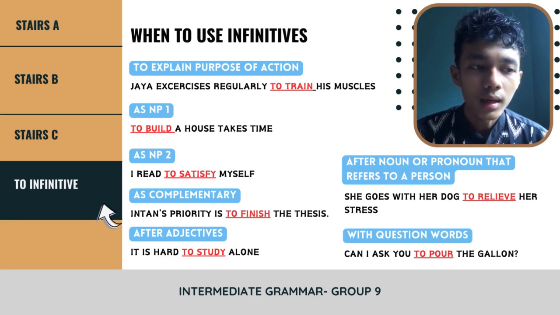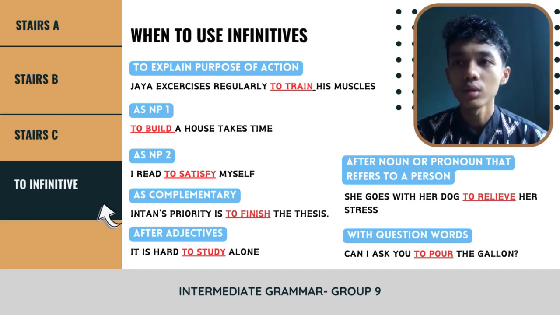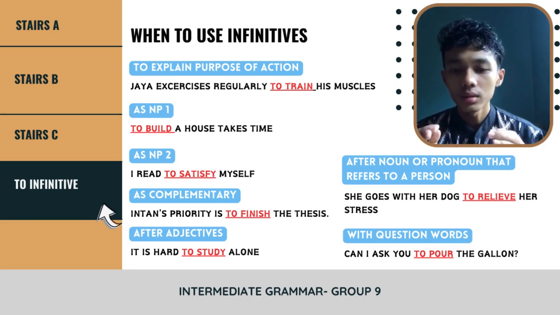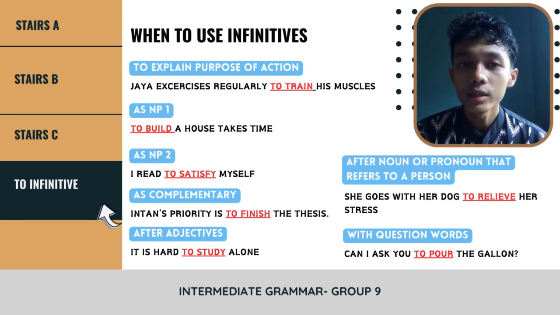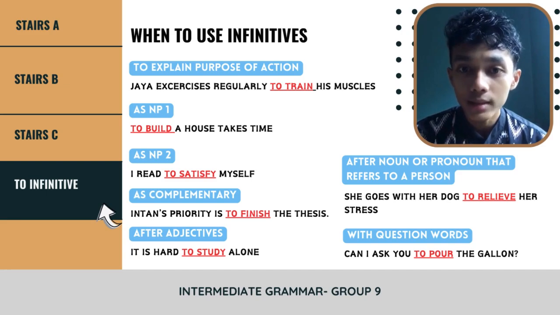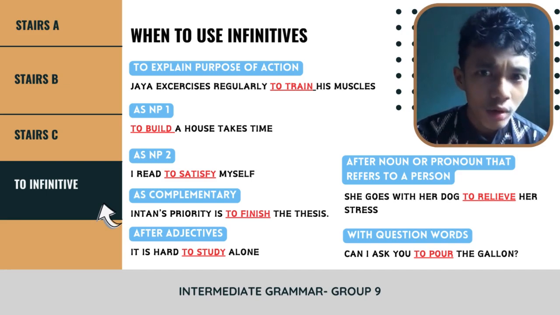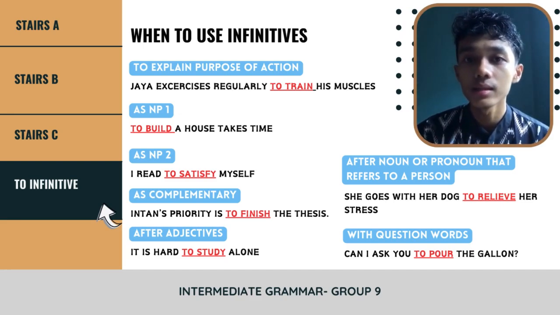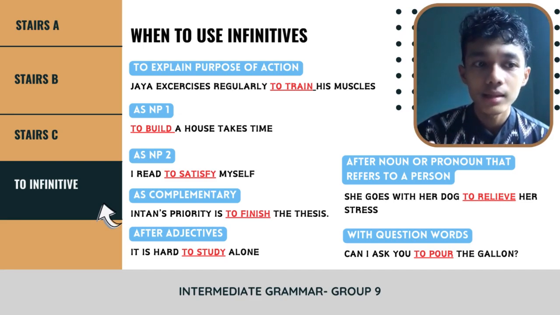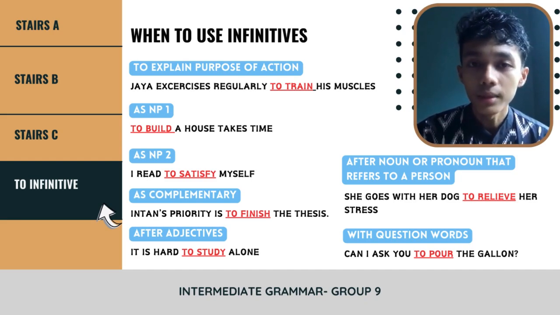And other questions like that. So to infinitive is different. It is not a verb. It is usually put in the object section, which is the NP1 or the NP2 or the complementary spot, even though it does have a verb inside of it.